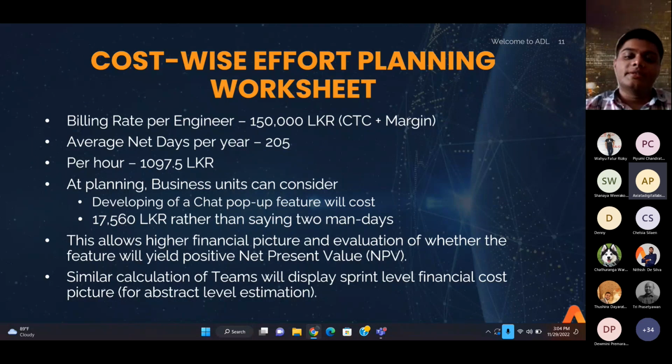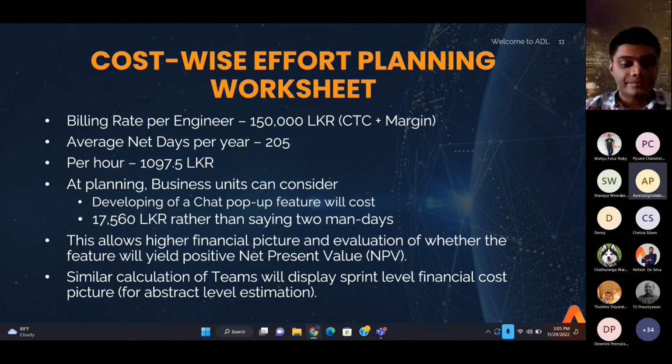That means the net present value, let's say if the complete chat application will cost you 1 million and the chat pop-up will cost you 500,000, we can split it and see whether this chat pop-up feature is going to give us independently additional revenue, whether it's a complementary item, supplementary item, or a supportive item, whether that is going to provide us positive returns.